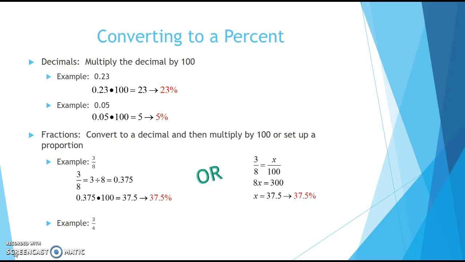Let's look at the second example. We can use the decimal form. 3 divided by 4 is 0.75, or 75 times 100, which is 75%.